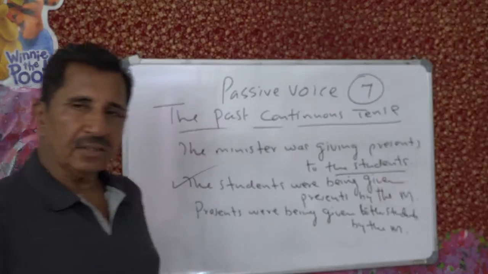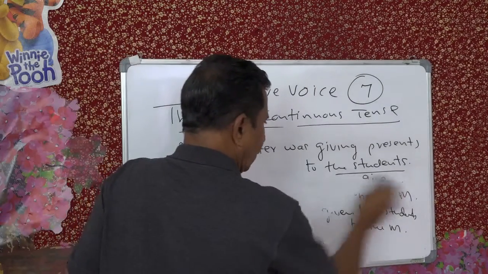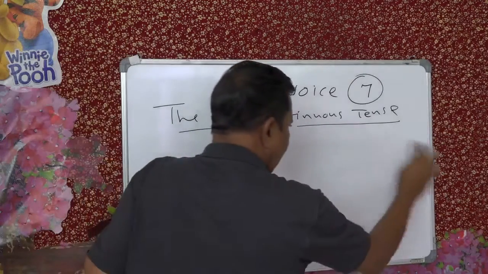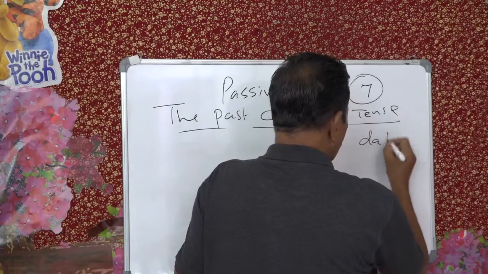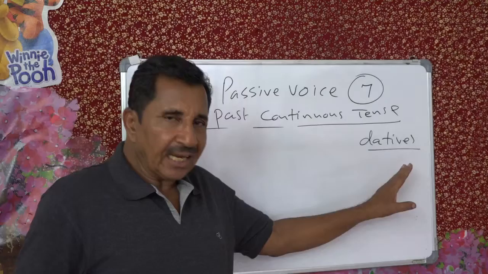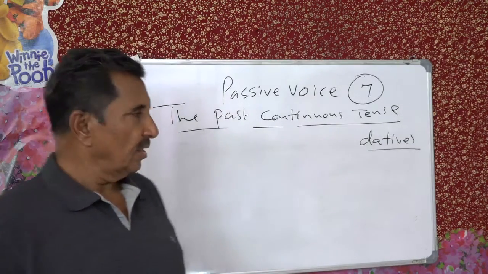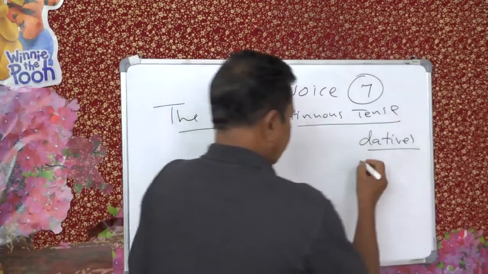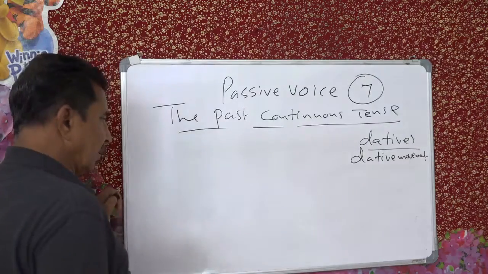When you have two objects like this, you start with the personal object. Actually, you know what? There is a name for this. Objects coming after to and for are called datives. Datives, D-A-T. When you have got two objects, the indirect object is the dative and the direct object is presents. So indirect objects we call datives. And this process in the passive voice we call dative movement.